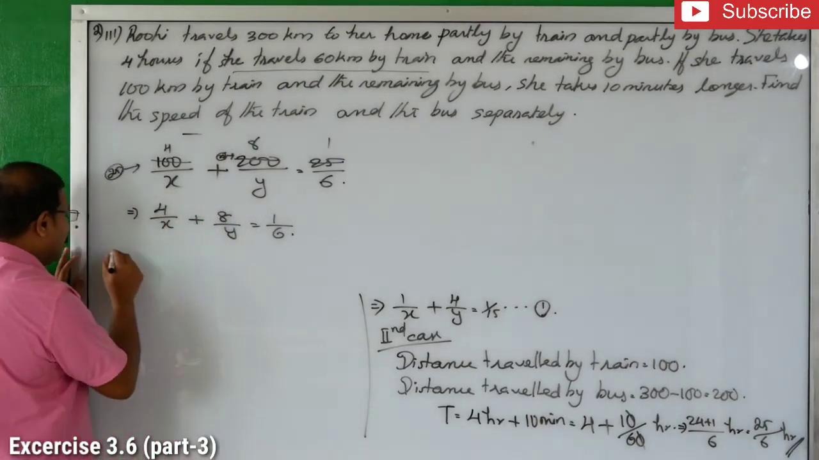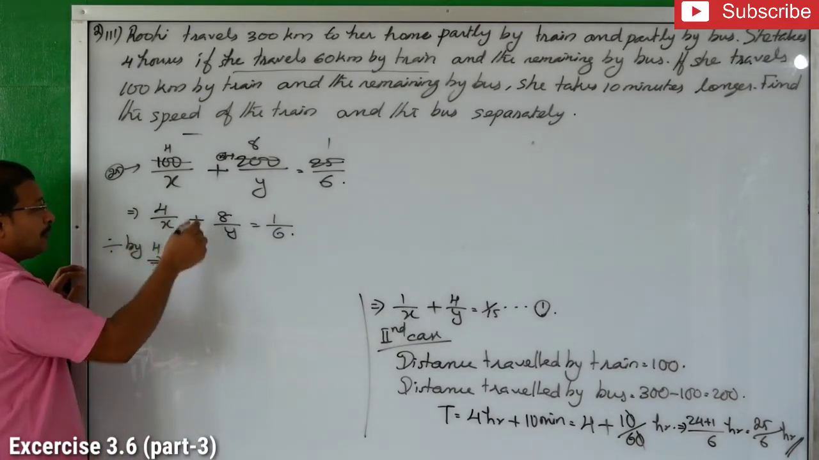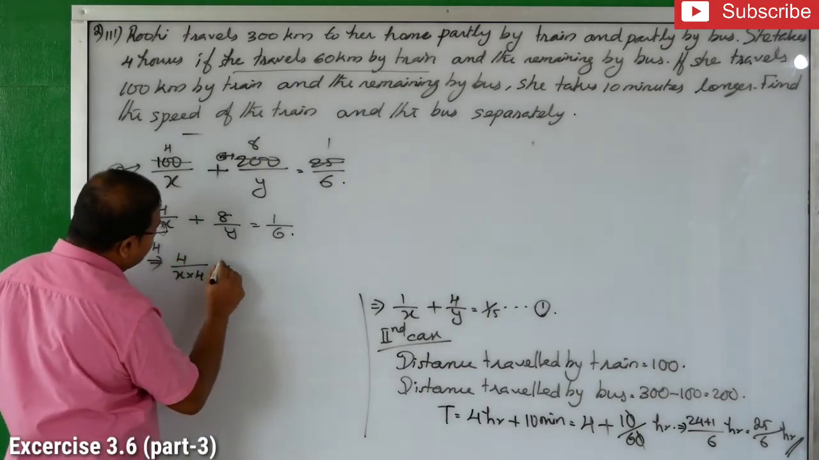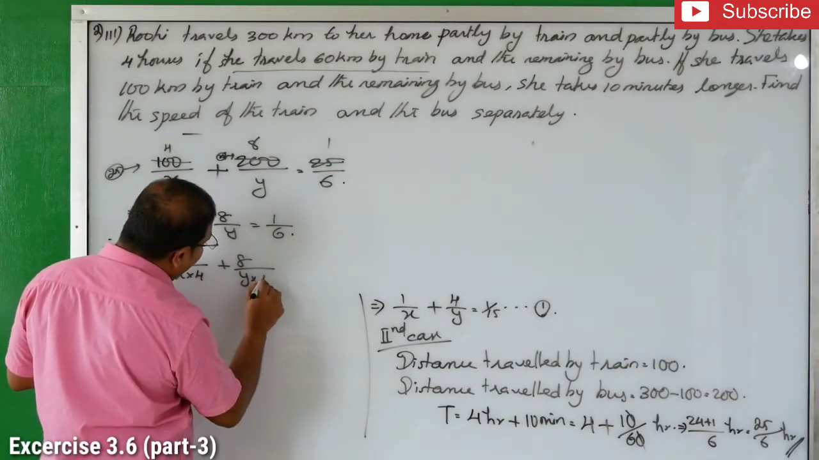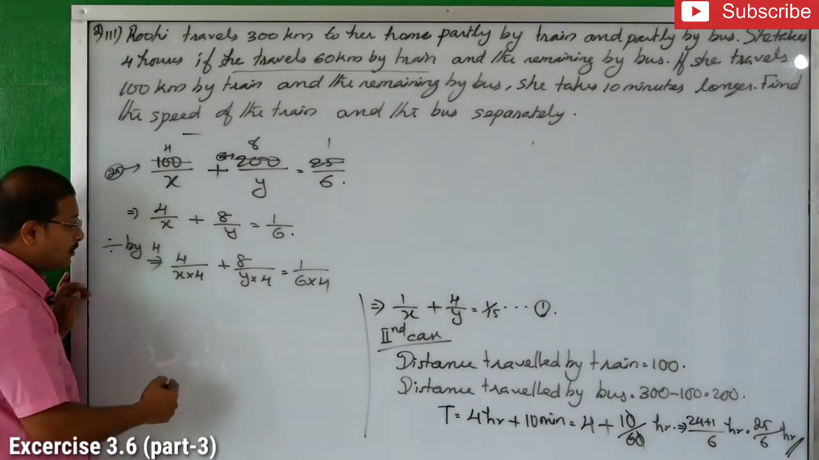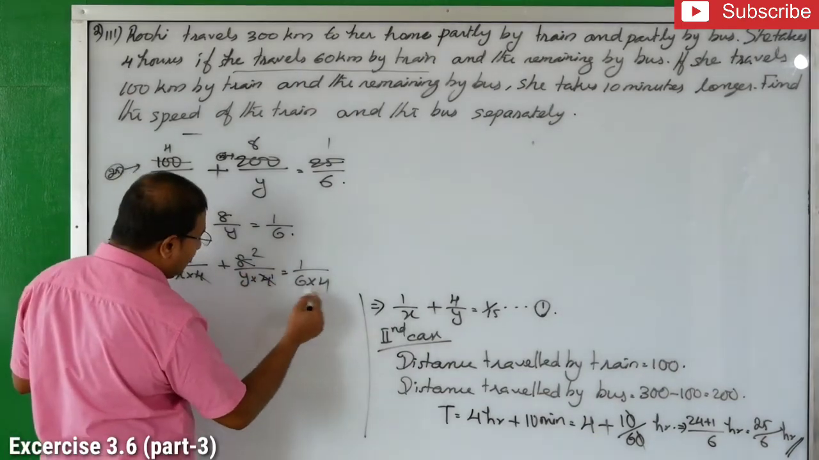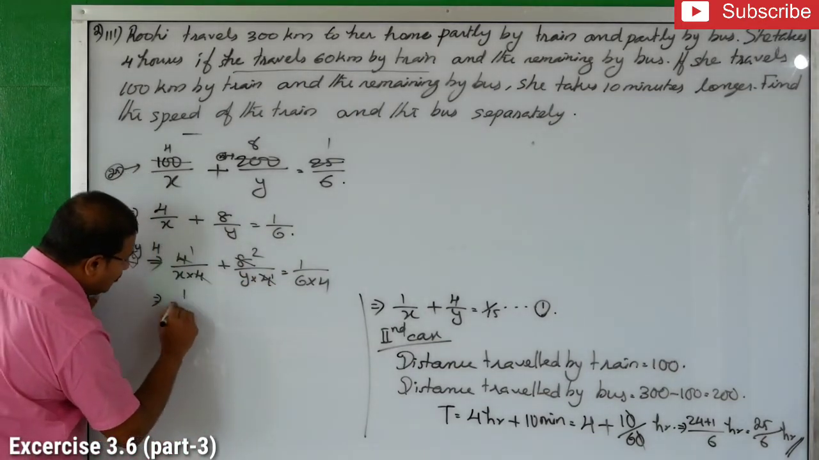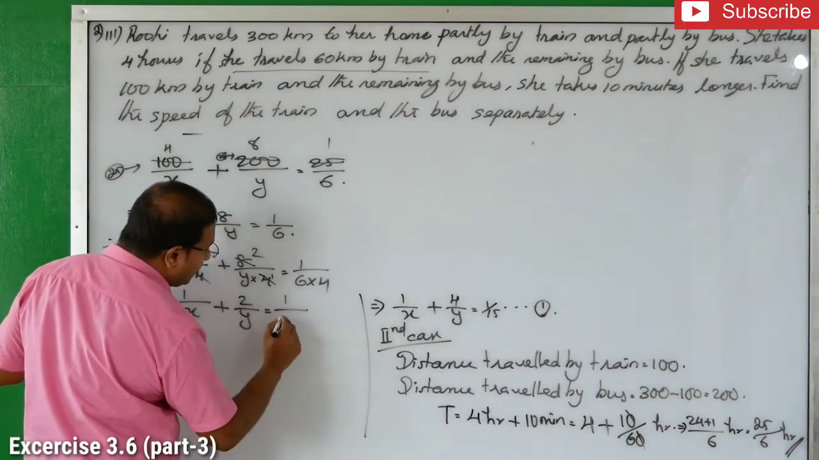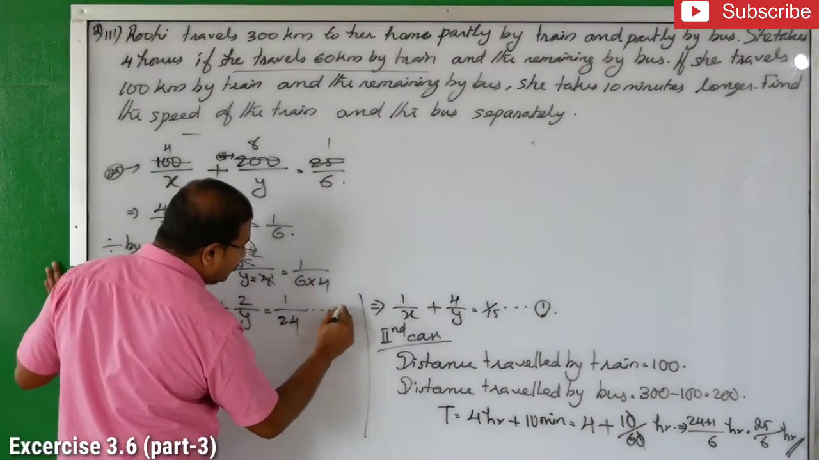Ready? Now what I am going to do? Dividing by 4 implies, all the place I am going to divide it by 4. That means what will happen? 4 by x into 4 plus 8 by y into 4 equals 1 by 6 into 4. All the place we are dividing by 4. That means 4 will cancel 1. 4 1s are, 4 2s are. Here we will be multiplying, isn't it? Direct. That means this implies 1 by x plus 2 by y equals 1 by 6 4s are 24. Ready? That means this is equation number 2.